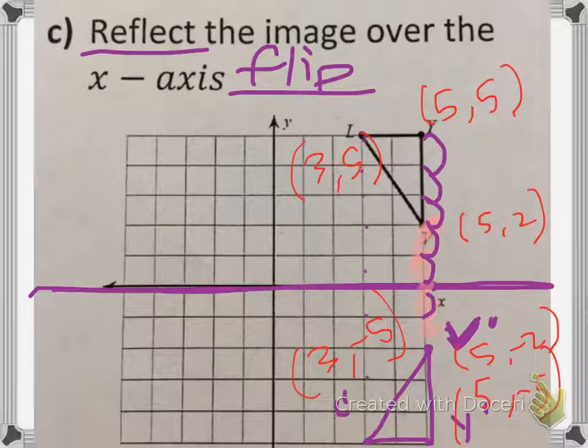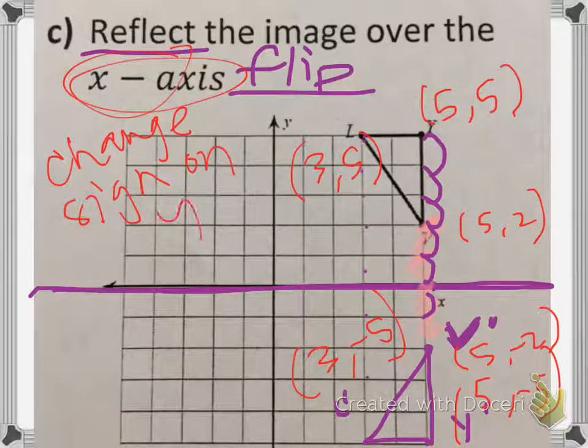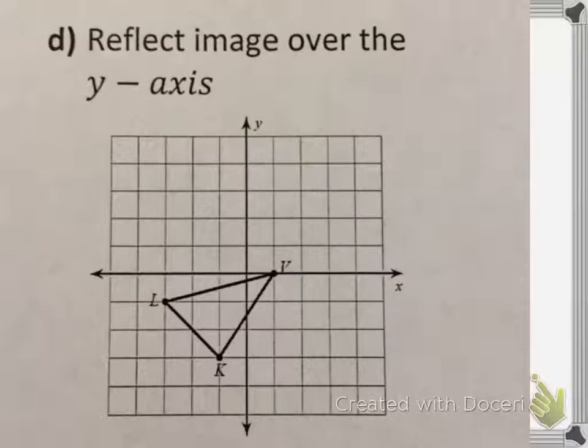Which it is. If we count it, we're over 3 and we're down 5. So when we reflect over the x-axis, we change the sign on y. That's what we do, okay? All right, let's look at the next one.